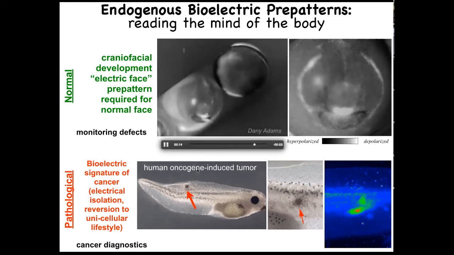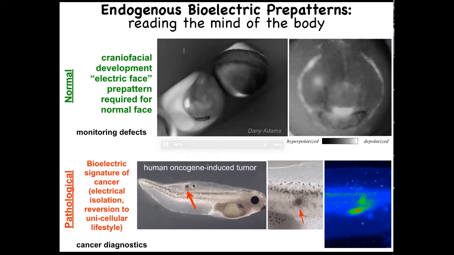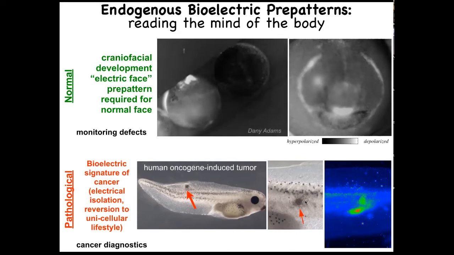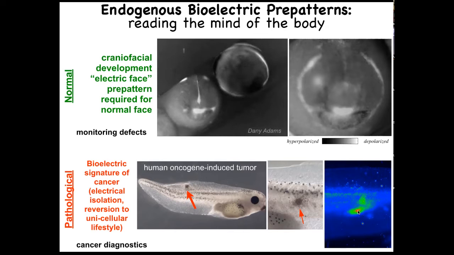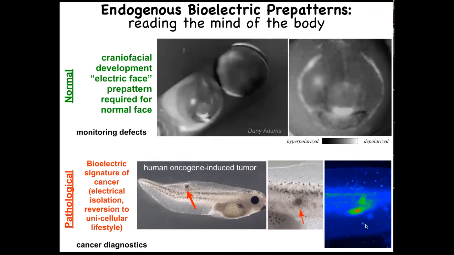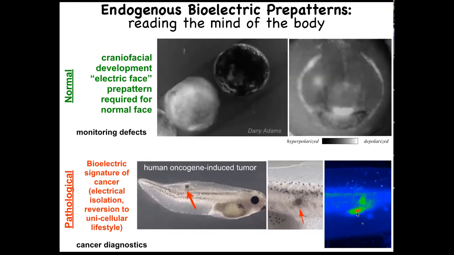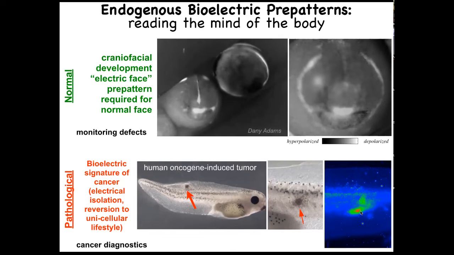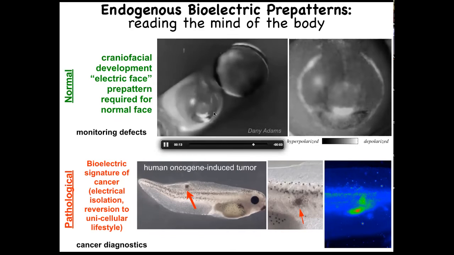Now that's a normal pattern. Now there's also a pathological pattern where if we inject a human oncogene into this tadpole, then these cells will eventually form a tumor. Eventually it metastasizes. But long before that, you can actually see, using this voltage dye, these cells have disconnected from the electrical network here. They're going off on their own. And as far as they're concerned, they're amoebas in the big wide world. They're just treating the rest of this body as outside environment. And you can track this. So we're of course working on this as a kind of cancer diagnostic tool, much like this is a birth defect monitoring tool.